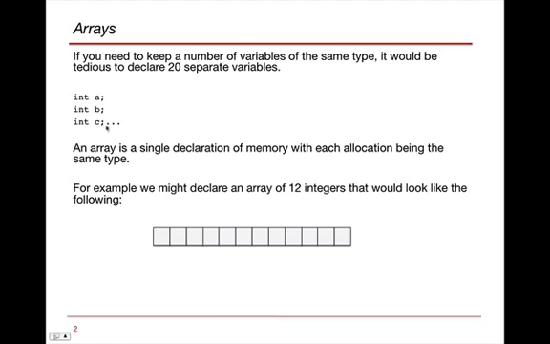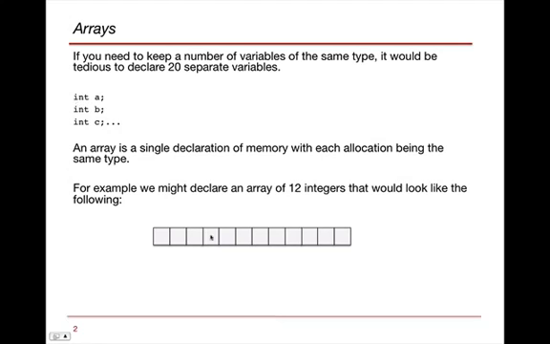So what we do is we have a construct called an array, which is a single declaration of memory, with each allocation being the same type. So in this case, I might want to declare an array that has one variable name, say ARR, that would have 20 locations. Each would be for an integer, or would take a size of an integer, 32 bits. So this might be an example of an array of 12 integers.